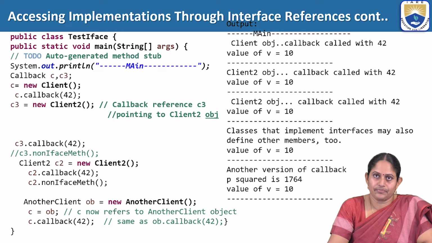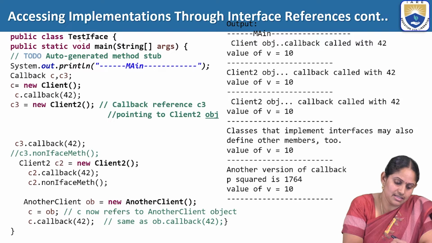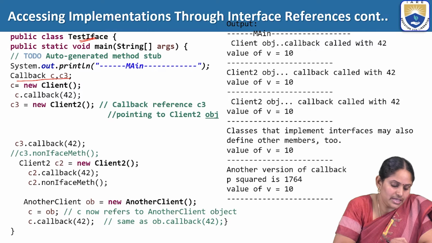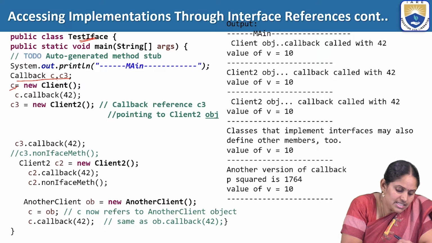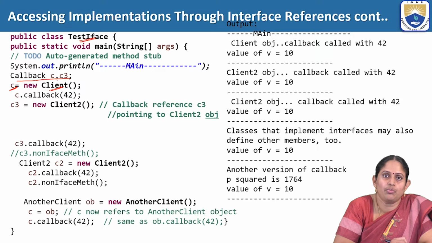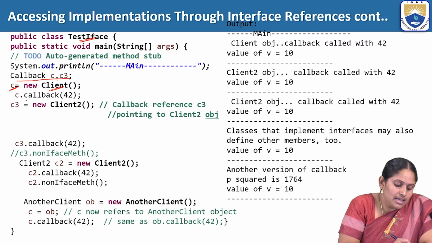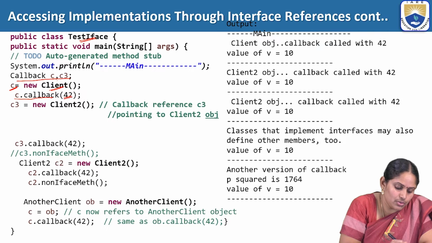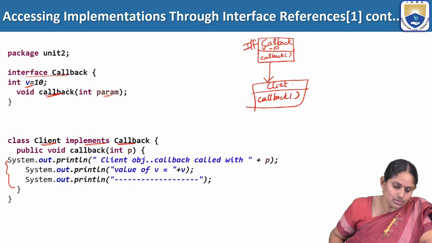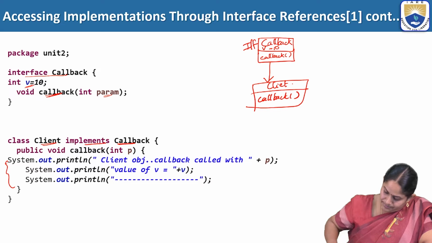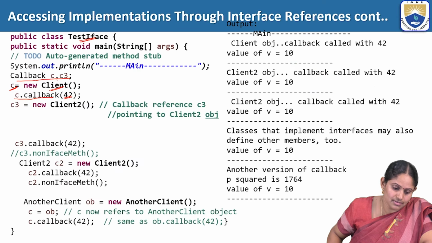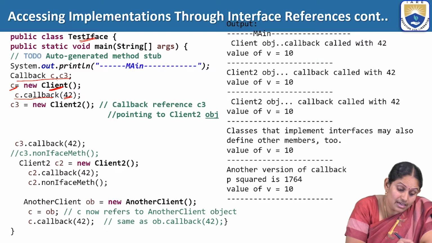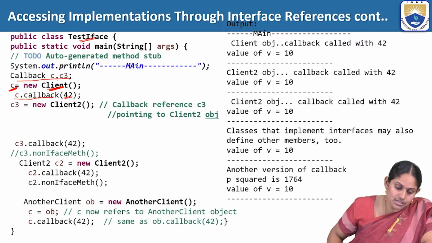Now we have the test interface class, the main class. We are creating two interface reference variables, C and C3. Now C is made to point to the client object. And we are invoking callback 42. So we are passing 42 to the client. So inside client, this is the implementation, we are making the C point to client class object.